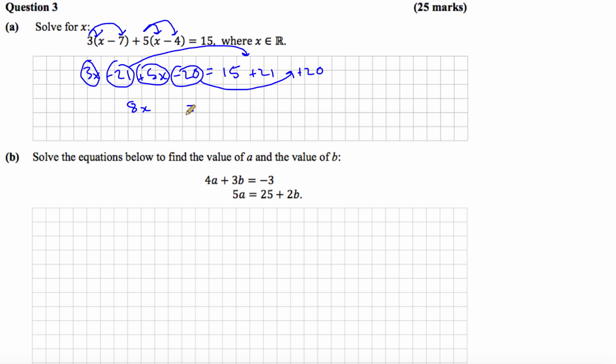So we're left with 8x is equal to 15 plus 21 plus 20, which is 56. So if 8x is equal to 56, then x is 56 over 8, which is 7.